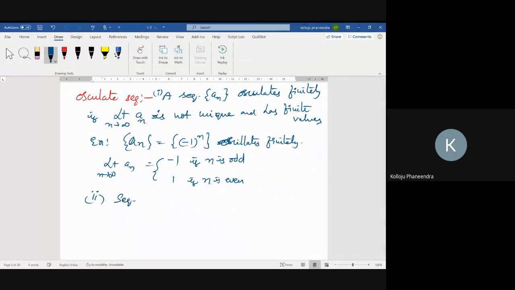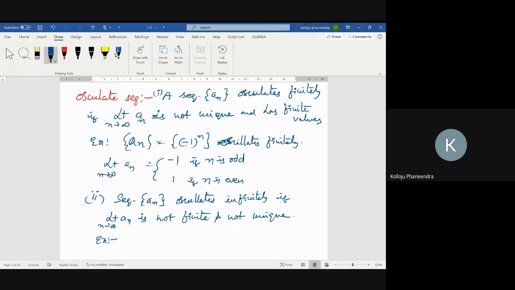A sequence an oscillates infinitely if the limit of the sequence is not finite and not unique. Example: not finite and not unique. That means an equal to, what is that? Minus 1 whole to the power of n into n.